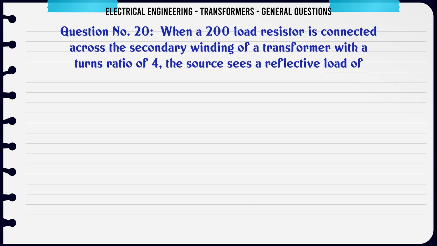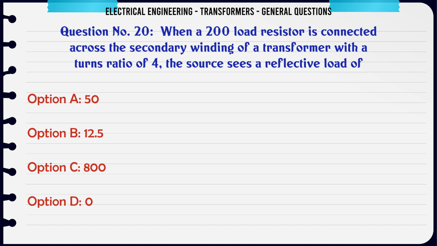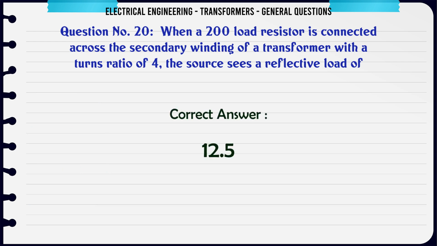When a 200 Ω load resistor is connected across the secondary winding of a transformer with a turns ratio of 4, the source sees a reflected load of A. 50, B. 12.5, C. 800, D. 0. The correct answer is 12.5.